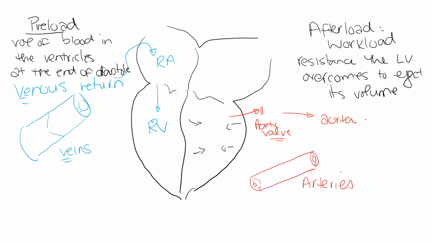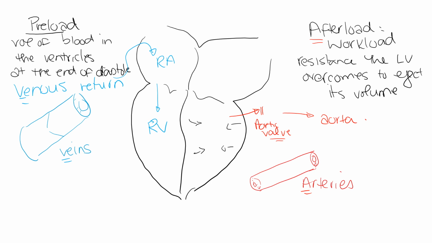So anytime we think afterload, we are trying to focus on the left side of the heart. A for afterload, A for arteries. So what's happening in the arteries? What's happening to that aortic valve that will make afterload either increase or decrease or stay normal?